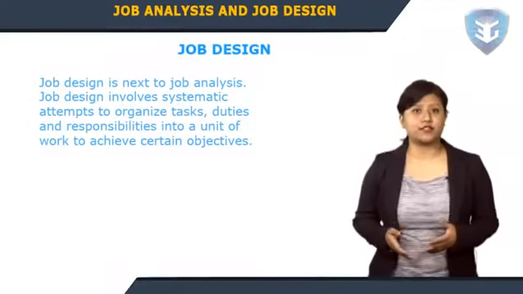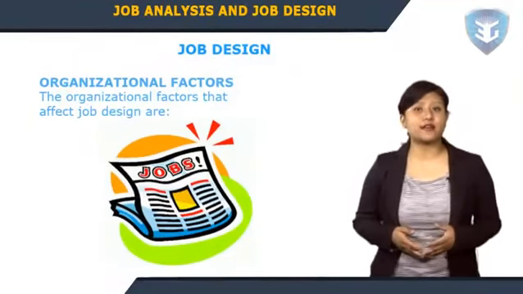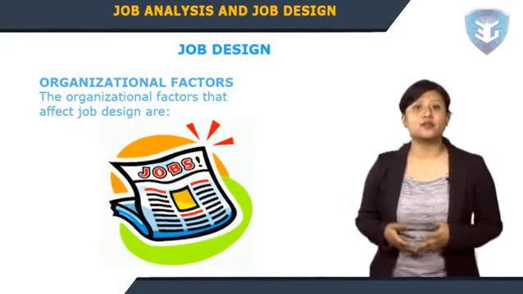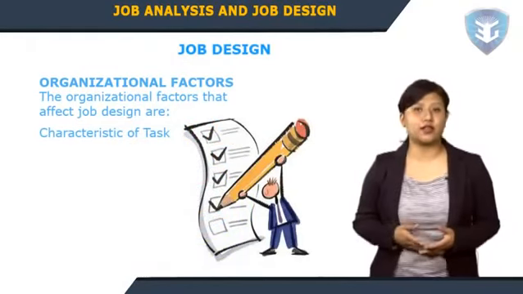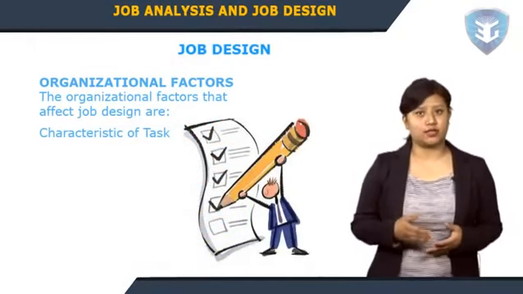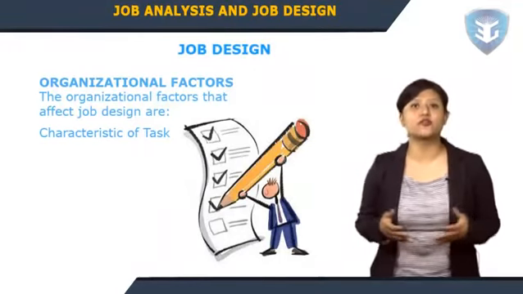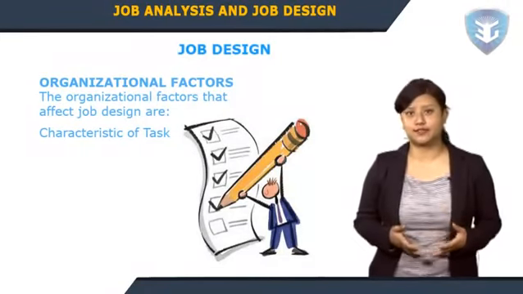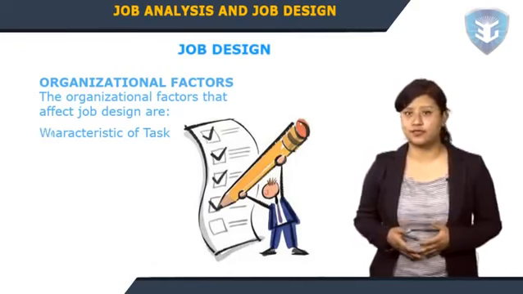Job design is affected by 3 categories of factors: organizational factors. The organizational factors that affect job design are characteristics of task, workflow, ergonomics, and work practices. Characteristics of task. Each task consists of 3 elements, namely planning, executing, and controlling. Job design involves the assembly of a number of tasks into a job or a group of jobs. A job may require an employee to perform a variety of connected tasks. All these characteristics of jobs are taken into consideration for job design.